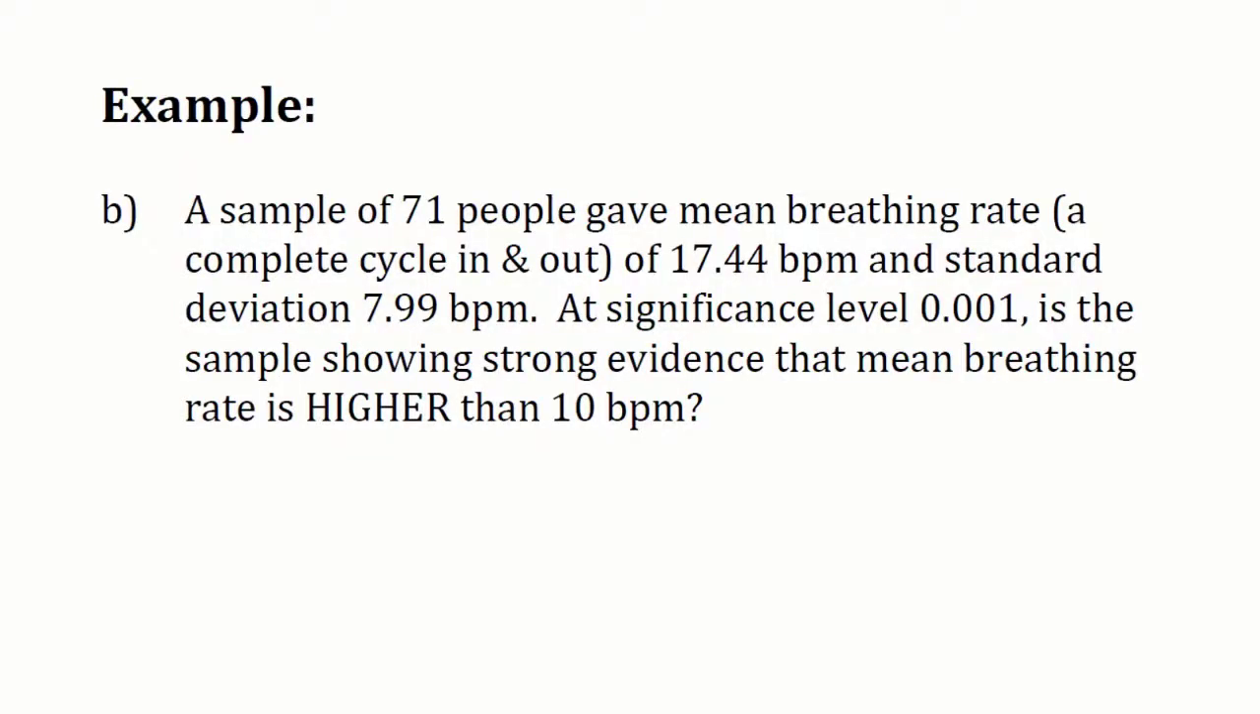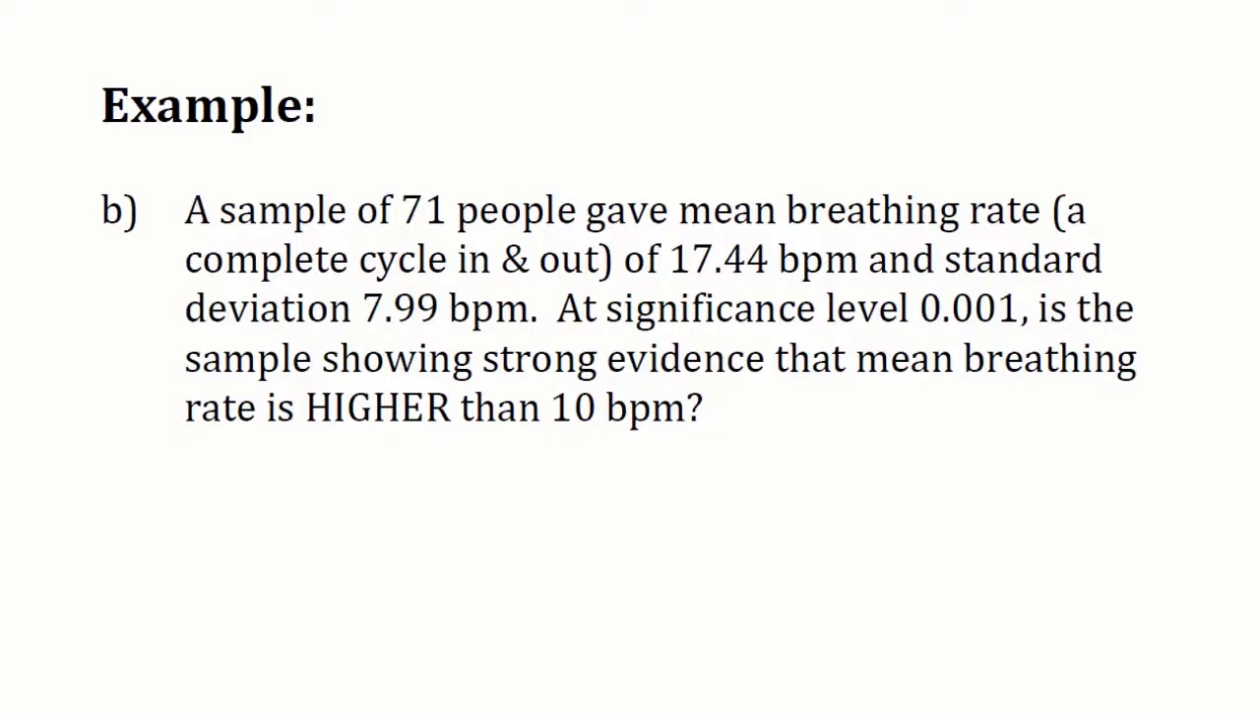And now we're looking at example B among our examples as a different problem. Let's spend some time reading the wording description of our current problem here. Again, a sample of 71 people gave a mean breathing rate, a complete cycle in and out, of 17.44 BPM, which stands for breaths per minute, and standard deviation 7.99 BPM. At significance level 0.001, is the sample showing strong evidence that mean breathing rate is higher than 10 BPM?